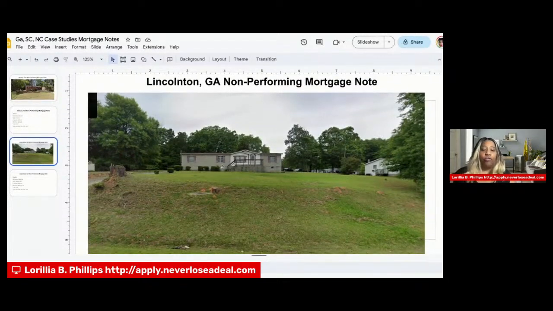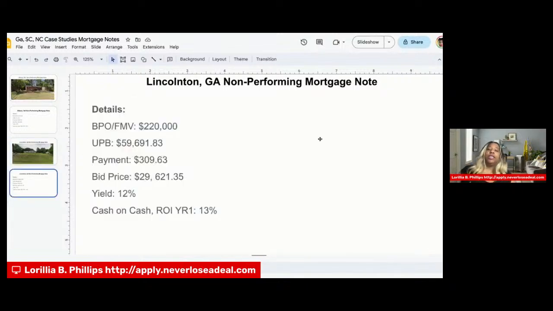Lincolnton, Georgia is a non-performing note. As you can see, the property looks well taken care of based on Google Earth or whatever. So I took a picture of the asset, and these are the details.